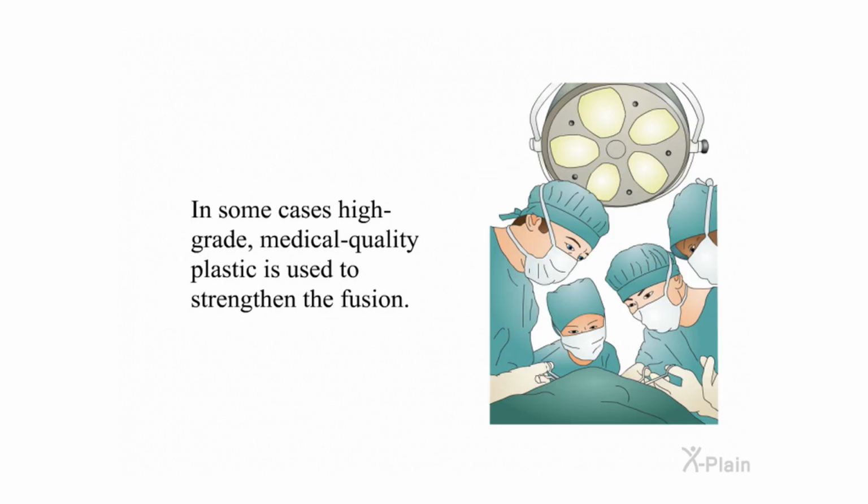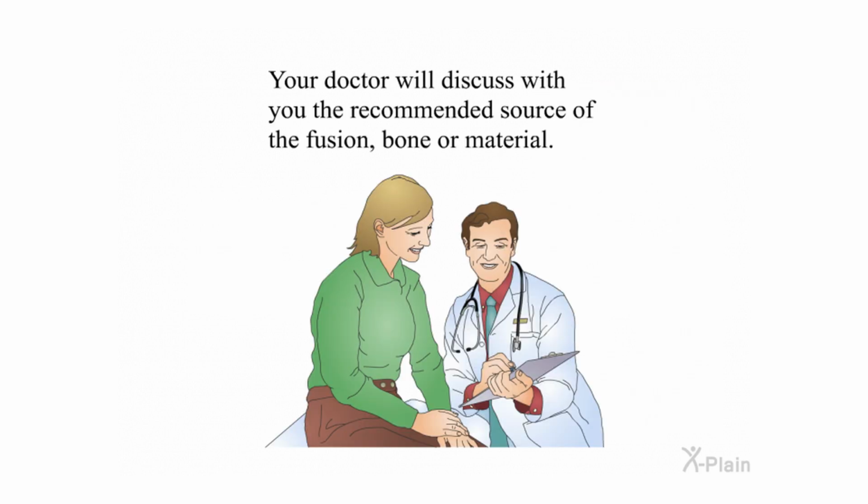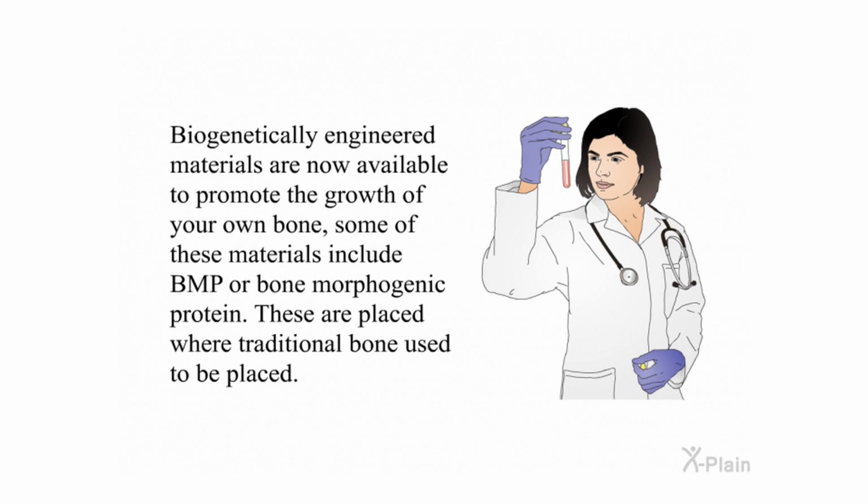In some cases, high-grade medical quality plastic is used to strengthen the fusion. Your doctor will discuss with you the recommended source of the fusion bone or material. Biogenetically engineered materials are now available to promote the growth of your own bone. Some of these materials include BMP, or bone morphogenic protein. These are placed where traditional bone used to be placed.